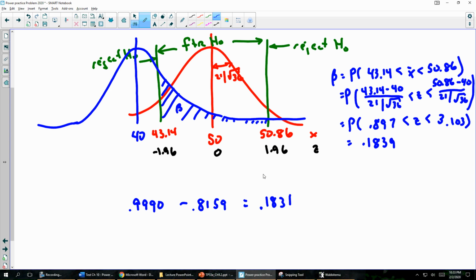Again, here's what that means. If I took lots and lots of samples of size 36, when the truth was 40, but I thought the truth was 50, 18% of those samples would fall in an area that permitted me to keep believing 50, thereby making a type 2 error. I'm going to just call this 18% for the rest of the problem.